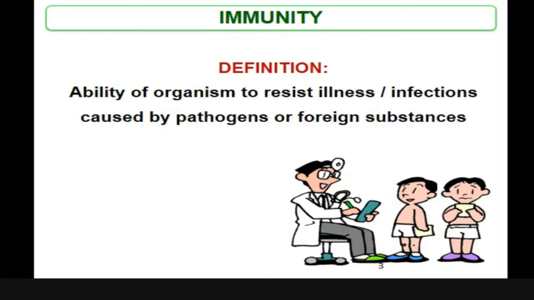Immunity is defined as the ability of an organism to resist illness or resist infections caused by pathogens or foreign substances. So there is a difference between pathogens and foreign substances. Pathogens are the microorganisms that can cause or bring antigen, so they can cause illness and cause infection to us. But a foreign substance might not be a microorganism. It can be the rust, karat, paku karat.